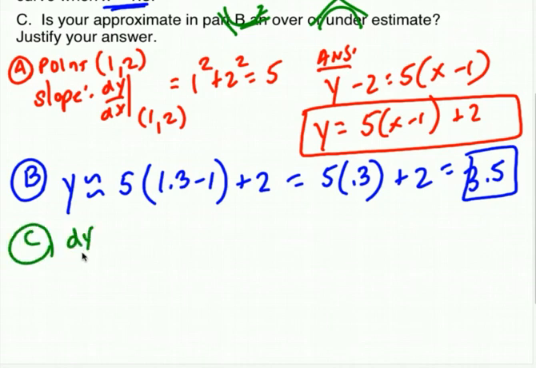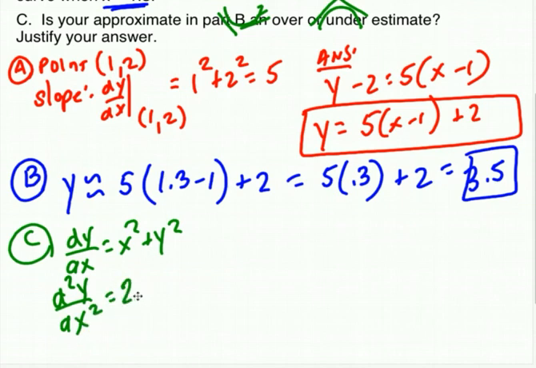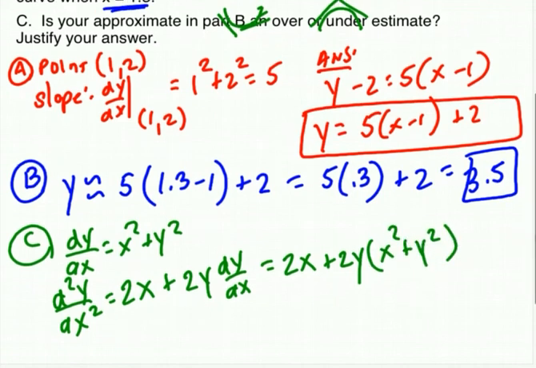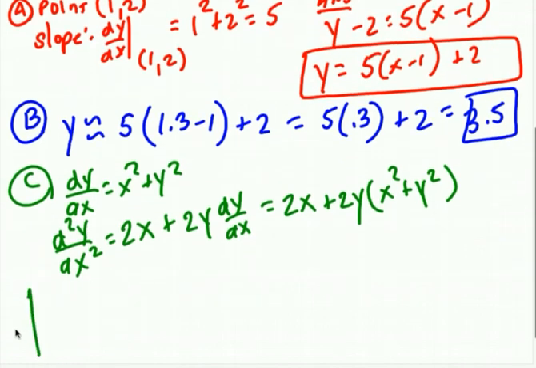So we know that dy dx was x squared plus y squared. So we're going to need to find d squared y dx squared, which is going to be 2x plus 2y dy dx. And that's the big mistake, is people forget the dy dx, which is a 2x plus a 2y times (x squared plus y squared). Okay, so the question is, what's happening at (1, 2)? Well, think about it this way.